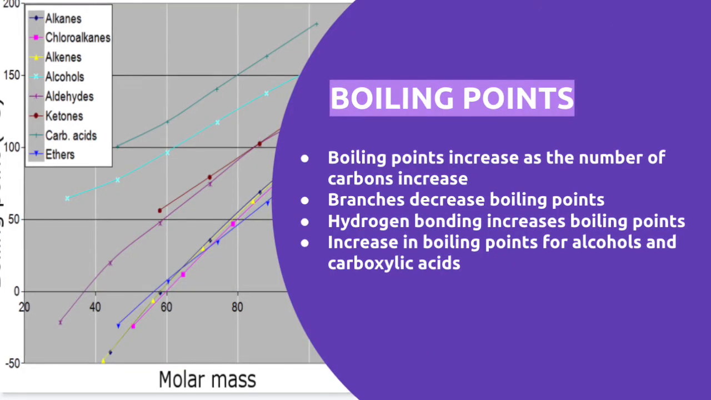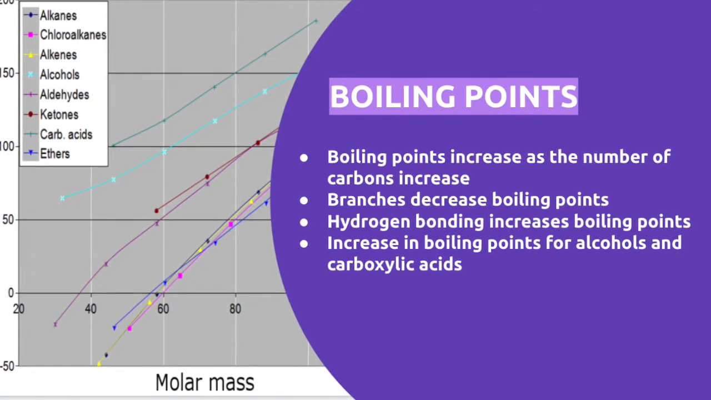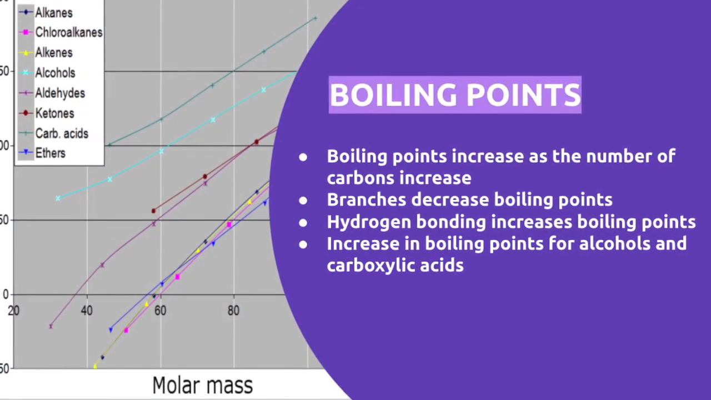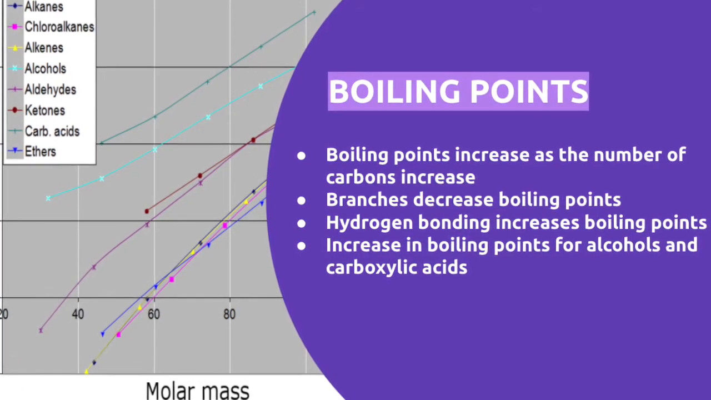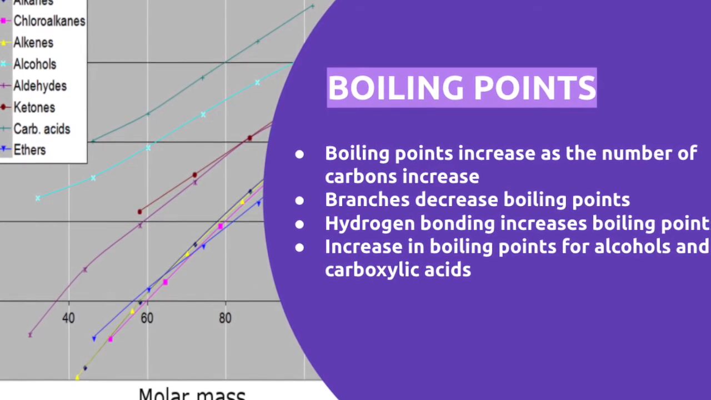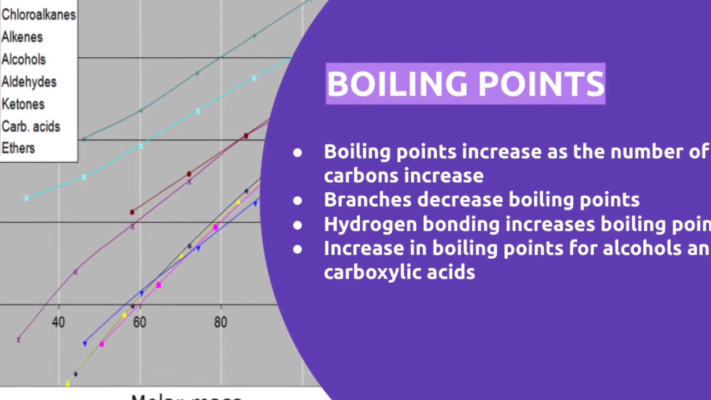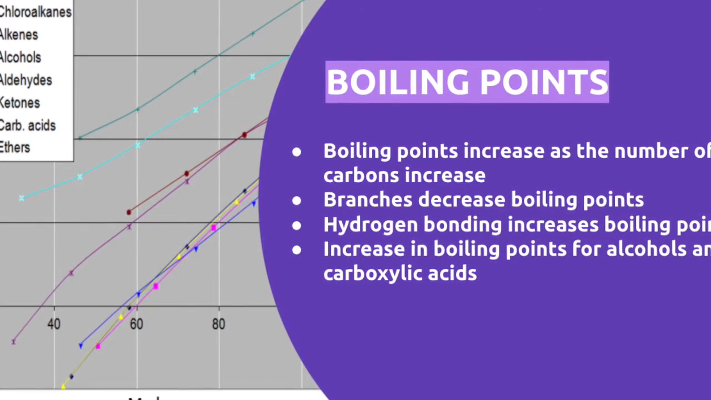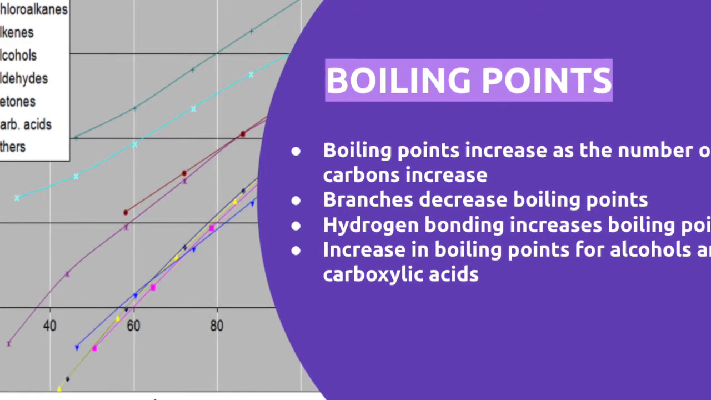Continuing talking about boiling points, when you look at an organic compound, it can tell you if there's going to be an increase in boiling point or a decrease. If you have an increase in carbons, the boiling point will increase. However, if you have branches on your organic compound, it will decrease the boiling point. Hydrogen bonding also increases the boiling point, as well as if you have an alcohol or carboxylic acid.